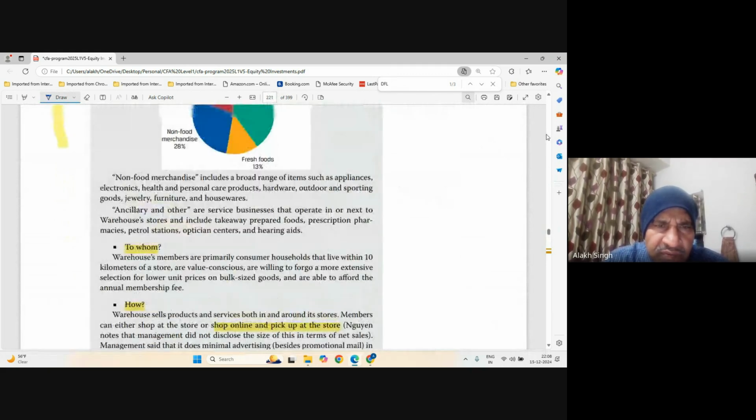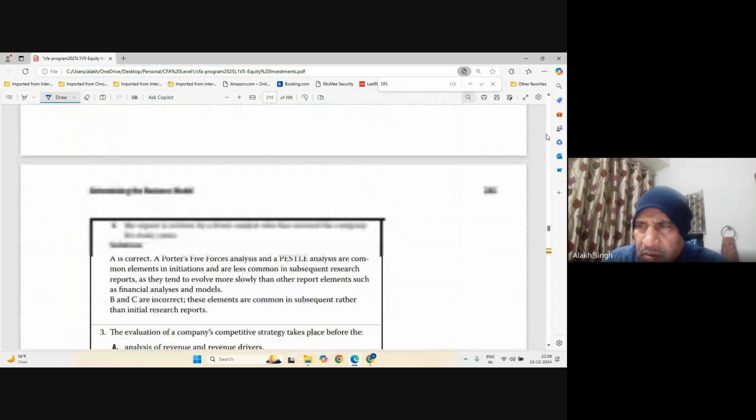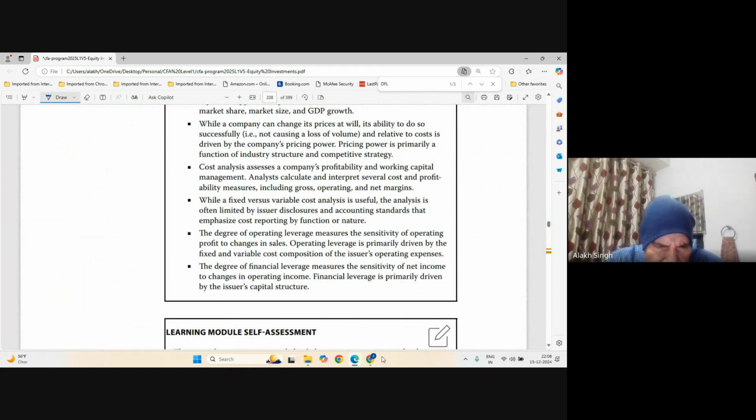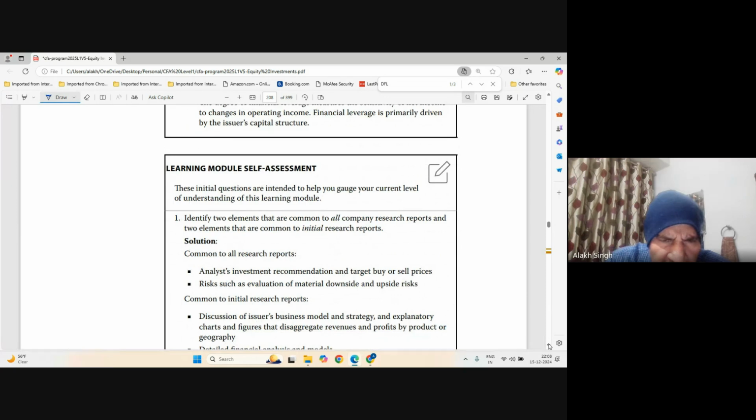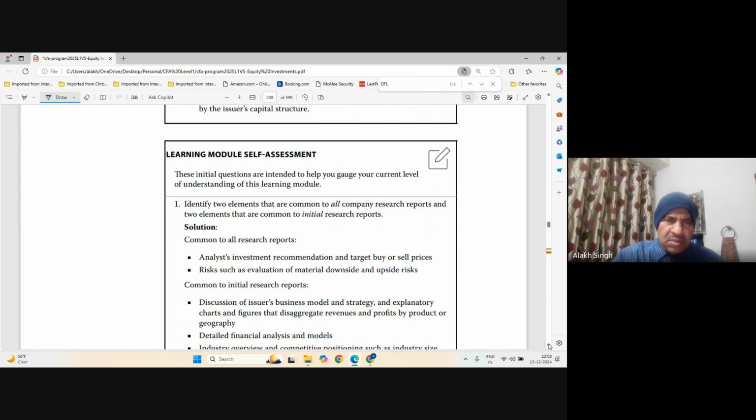What we learned so far, learning GDP growth. Did we come back too much? Identify the two. Oh yes, here. So this one is already known: analyst investment recommendation and risk. Means recommendation and risk are common to all. Identify the elements that are common to all company research reports, and two elements that are common to an initial research report.